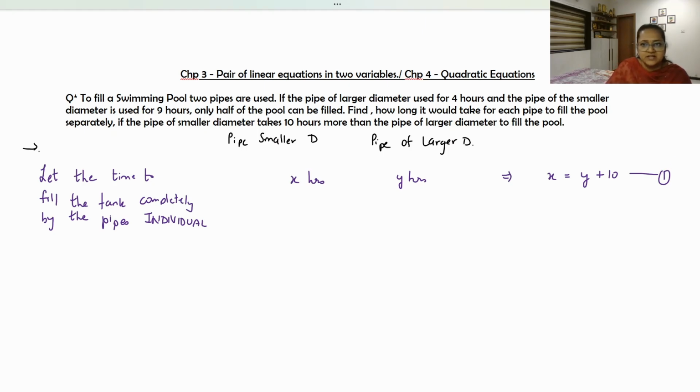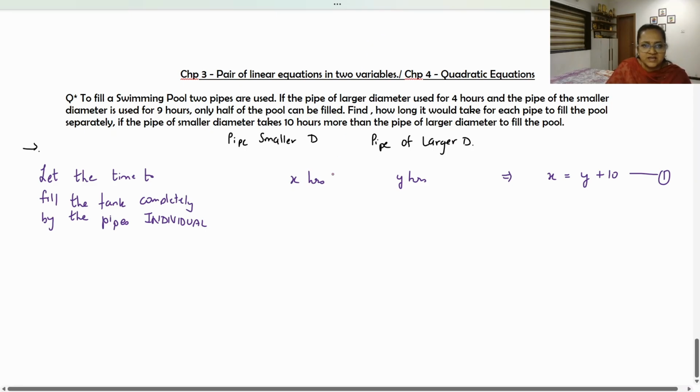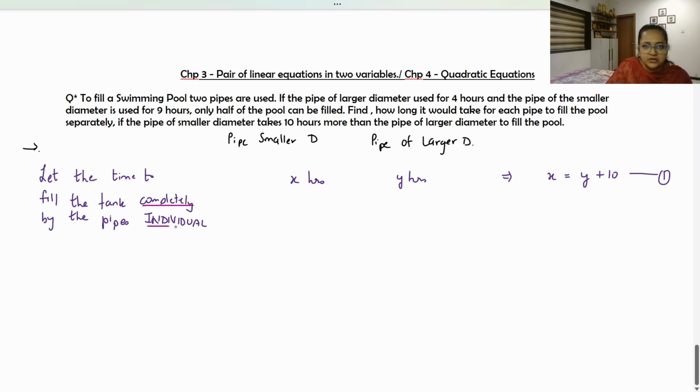Okay. So we'll just follow what we have understood. What is the second condition we told? Time taken to fill the tank completely individually by the two taps. Now we'll say tank filled in 1 hour, tank filled in 1 hour individually.